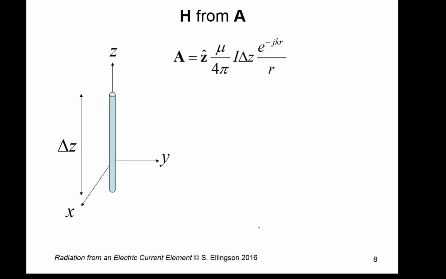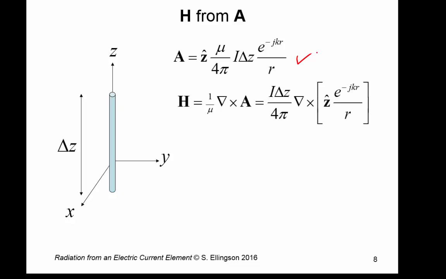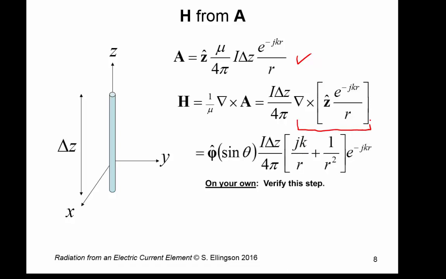Okay, next we get the magnetic field intensity from the magnetic vector potential. At the top here, I start off with the result from the previous slide. I take the curl of that expression and divide by mu. So I pull out the constants, the things that don't vary with respect to space, and I'm left with taking the curl of this thing. It's a relatively simple thing to do, but you should verify it on your own. The result looks like this.